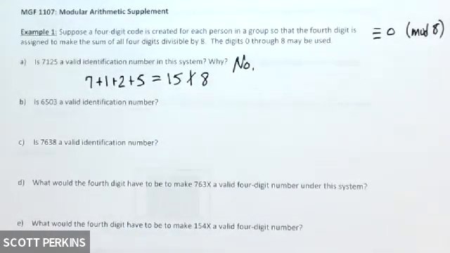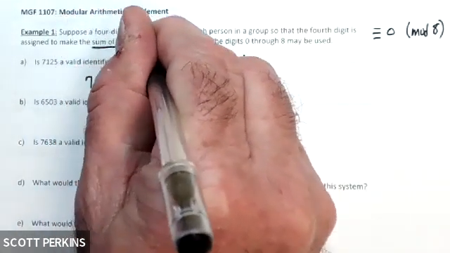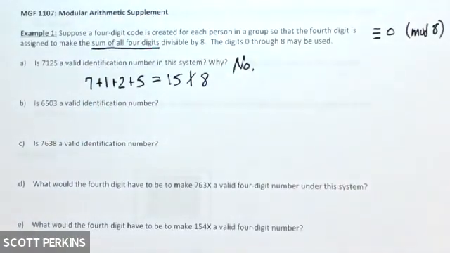Yes? To be clear, you could not do 7,125 divided by 8. It has to be the sum of the digits. The rule is the sum of the 4 digits. It's not the digits themselves. That is a great distinction because another one of these simple codes we're going to use does involve the digits themselves and not the sum of them. So it's good to be able to distinguish between the two. Any other question? That is a great question.